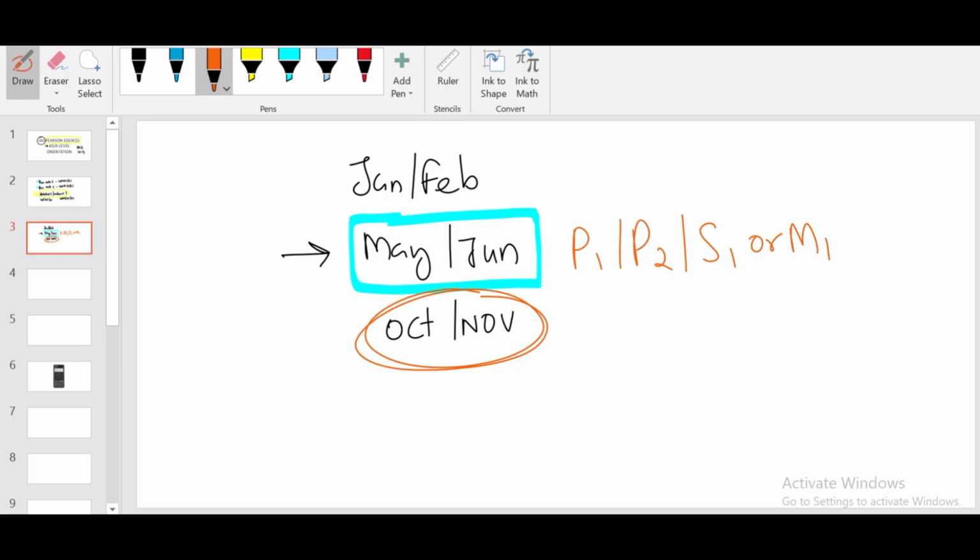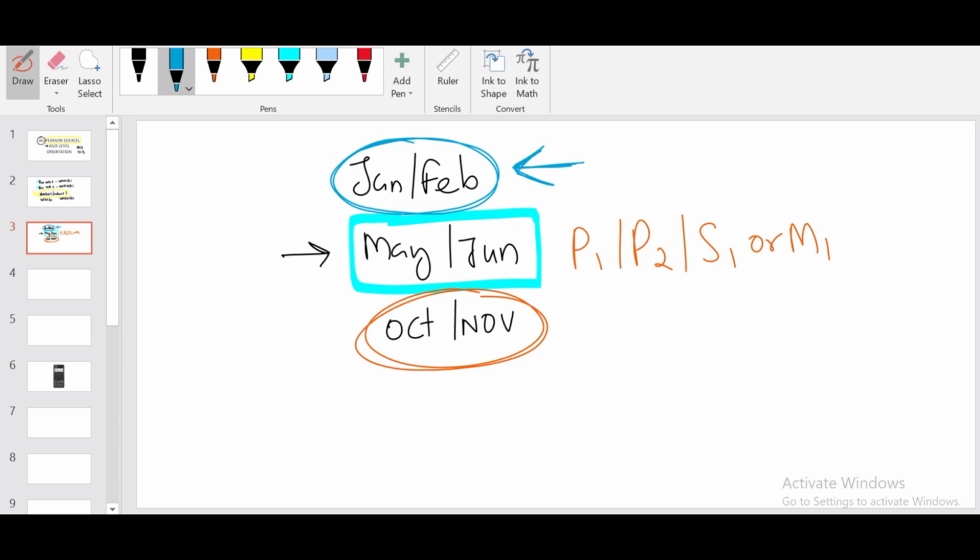As a person who has been teaching this curriculum since its inception in 2018, I can tell you by looking at the past papers that January, February is comparatively easier compared to May, June or October, November. So I always ask my students to take one component in January, February.